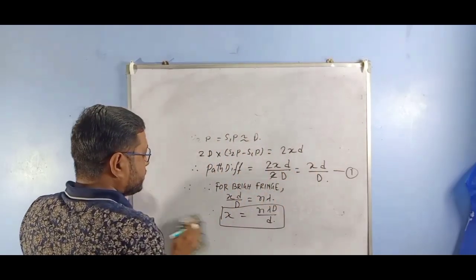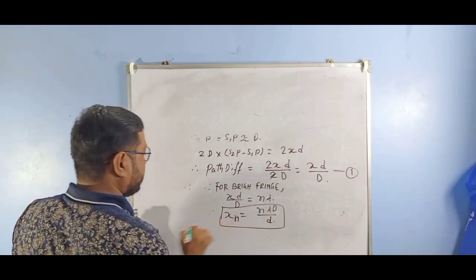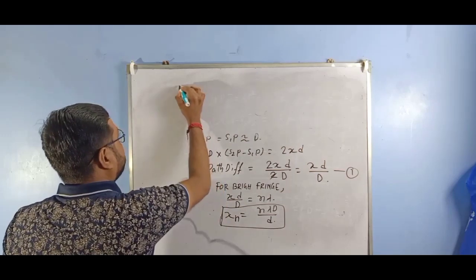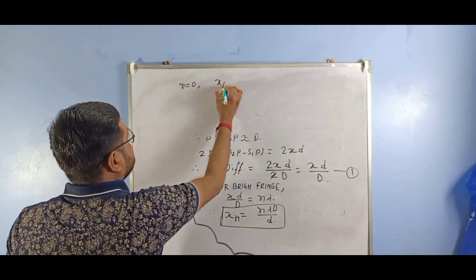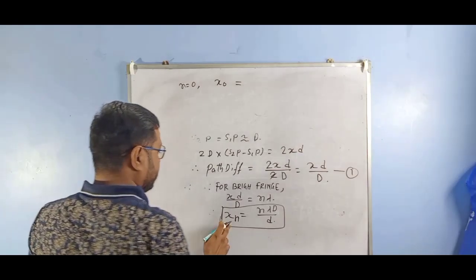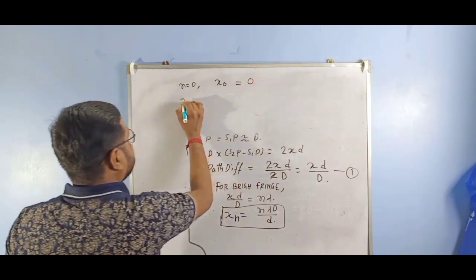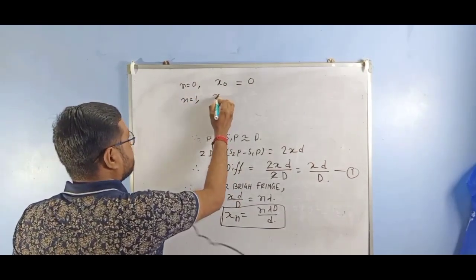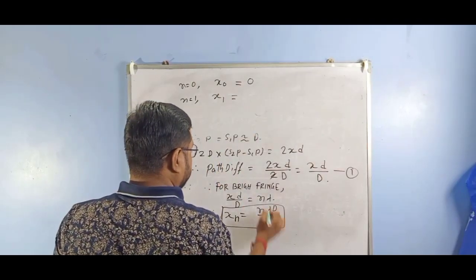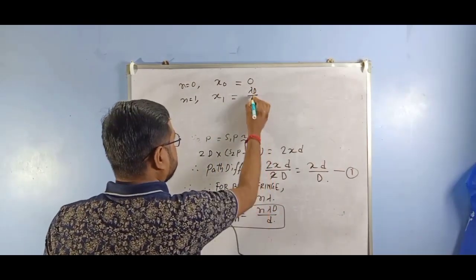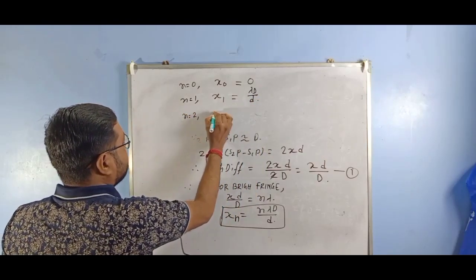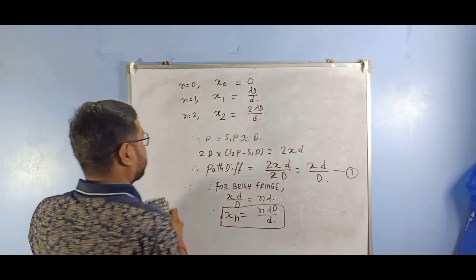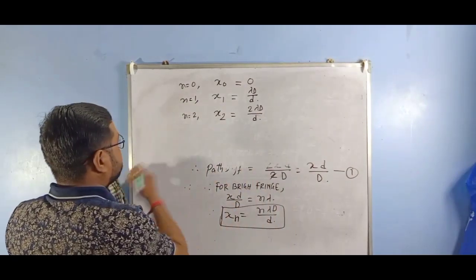Now, for the nth bright fringe, we can write it as xn. If we put n equal to 0, we get x0. What is the value of the central? xn with n equal to 0 means 0, that is the central bright band. n equal to 1 means the first bright band, x1 equal to lambda D by d. If we take n equal to 2, then we get the second bright band, that is 2 lambda D by d.